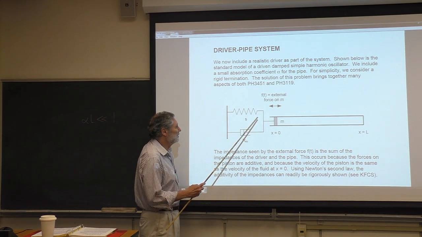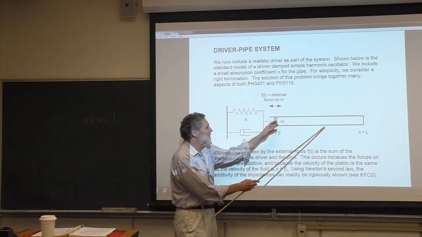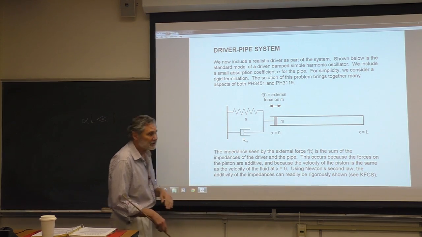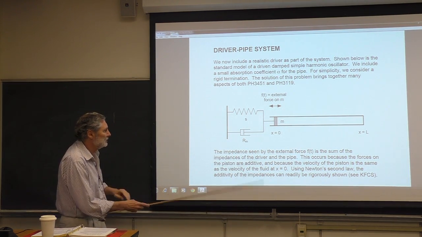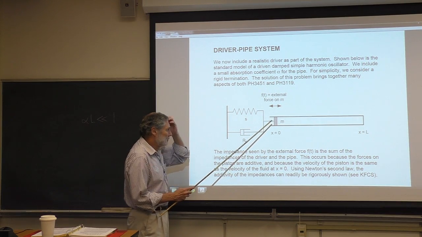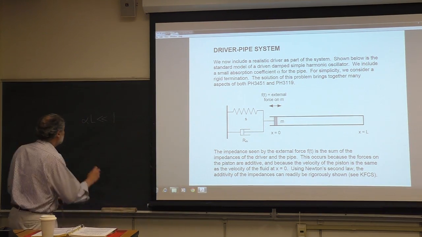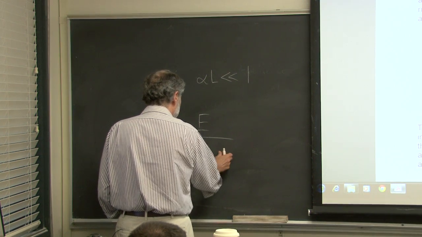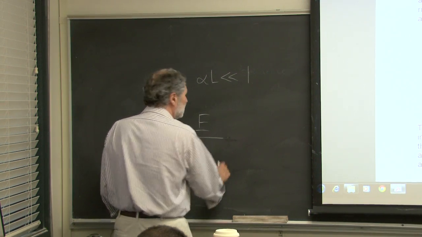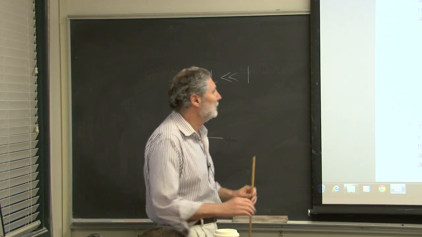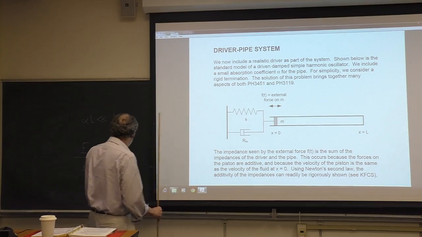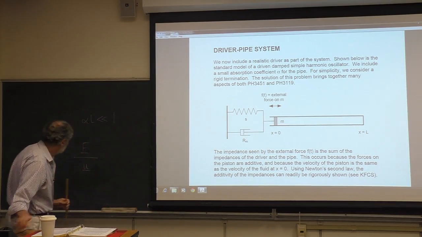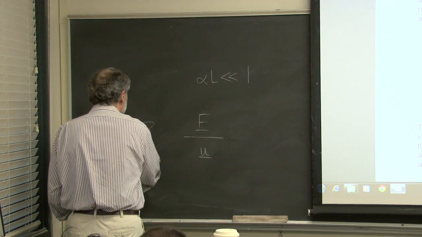The impedance is going to be the sum of the two impedances of these two parts of the system. The reason that happens, and I'm just reminding you of this, is that we're dealing with the complex force divided by the complex velocity, at the input point right here, x equals 0. That's the impedance here.